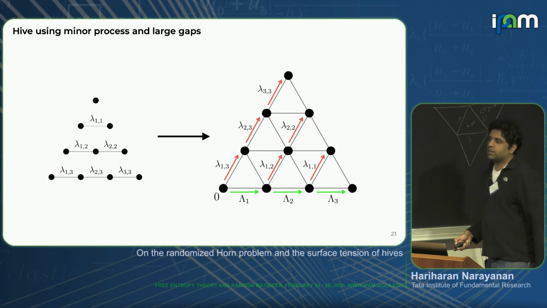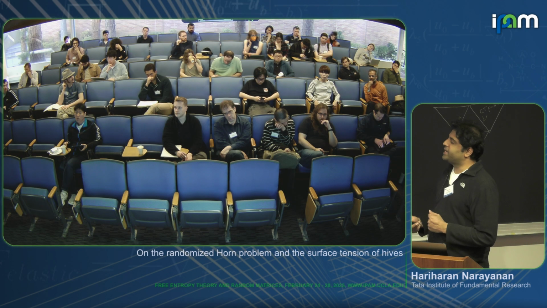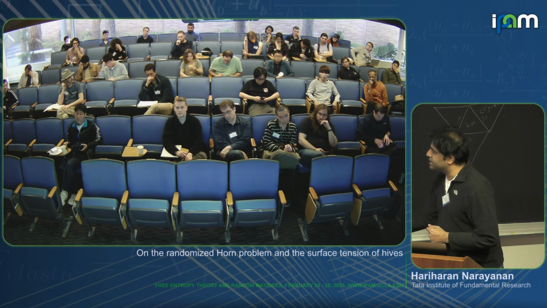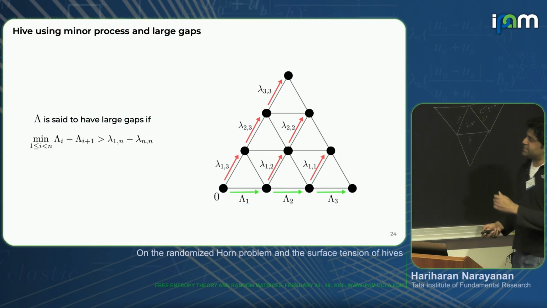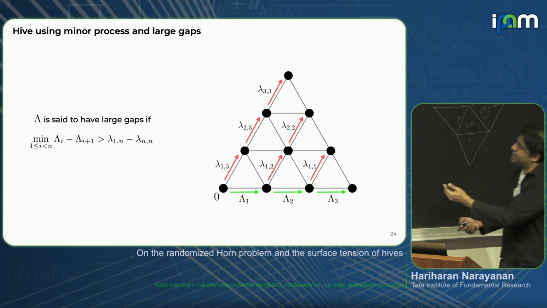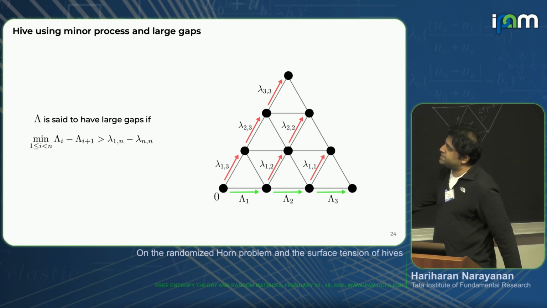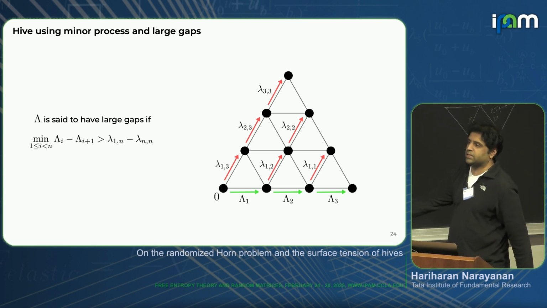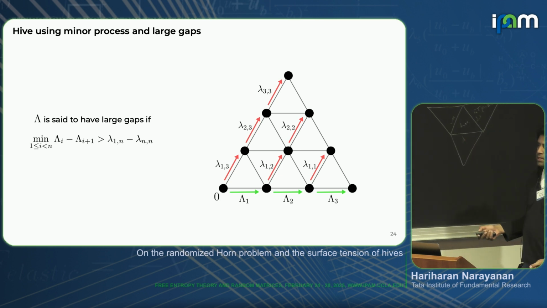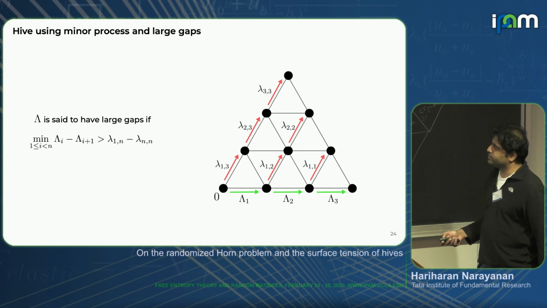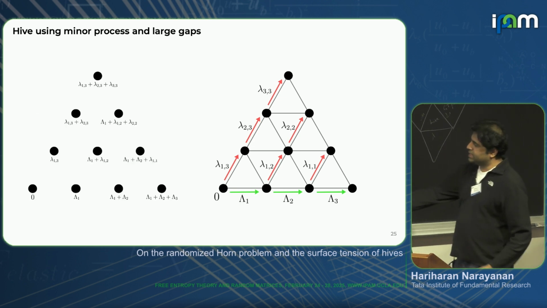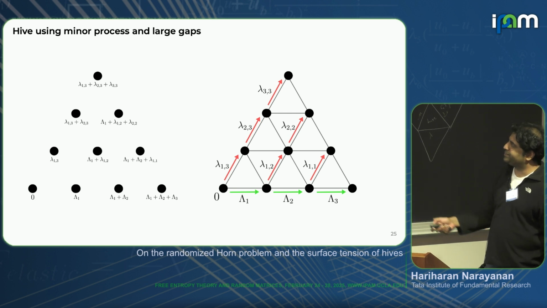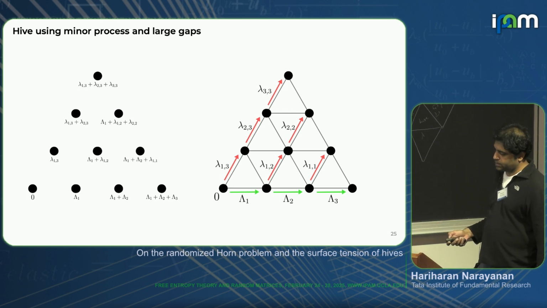Large gaps means that the successive gaps have to be large compared to the maximum discrepancy between the eigenvalues of lambda. This is what we mean by large gaps. So really large gaps, but that doesn't affect us. So this is how we can construct a hive from a Gelfand-Tsetlin pattern, and here are the values of the hive.